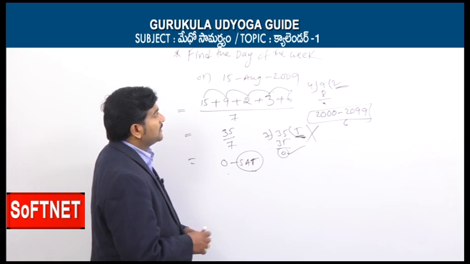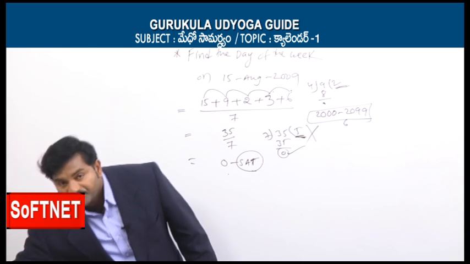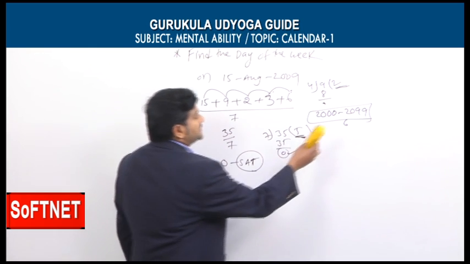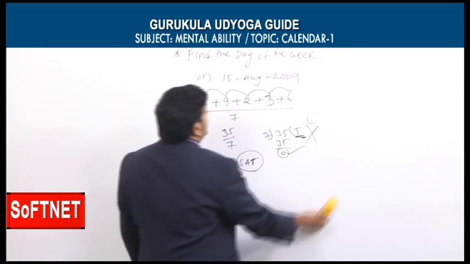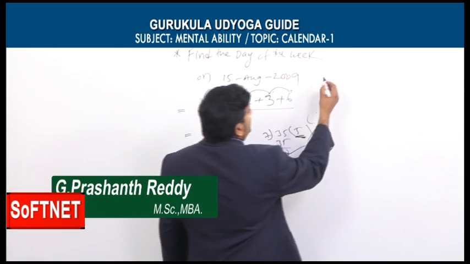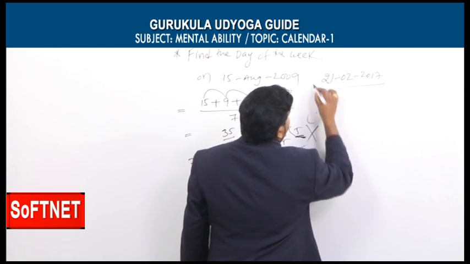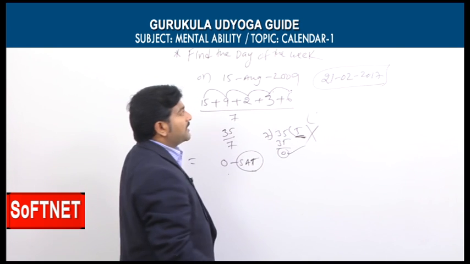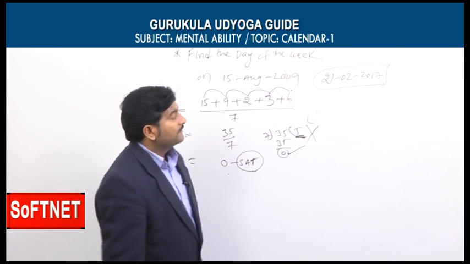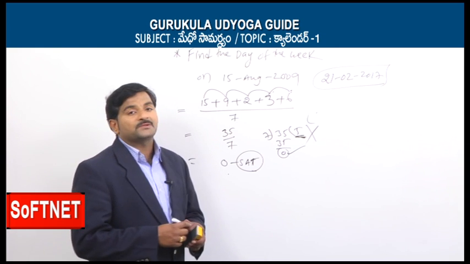This is the procedure to find out the day for the given date. Now we will take one more date. Now we will change the date. Let's say for example, instead of 15th August 2009, I am taking one more day. Let's say 21st February 2017. The question is, find the day of the week on 21st February 2017.